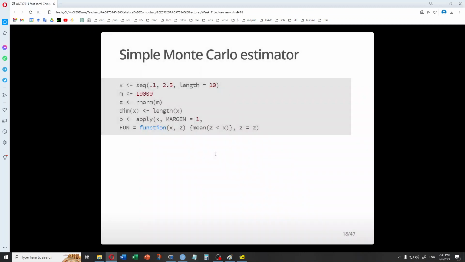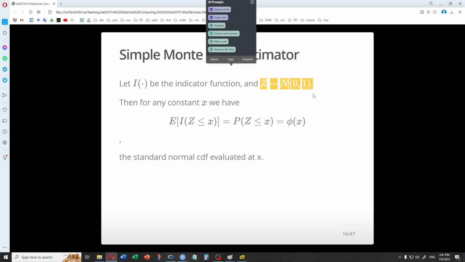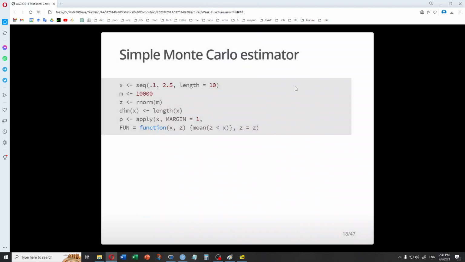Now let's look at how this is implemented in R. First, we have x using the sequence function. We have x from 0.1 until 2.5 with a length of 10, and then we want to replicate 10,000 times. And Z here, because we take Z from the normal distribution, is considered to come from the standard normal distribution with a mean of 0 and standard deviation of 1. So Z is rnorm of m.